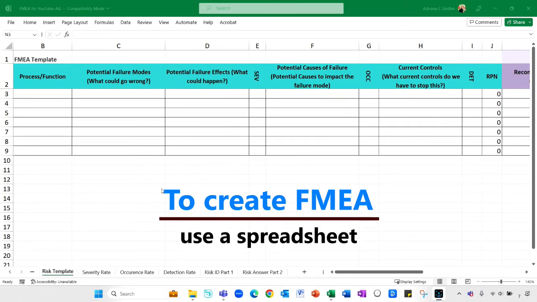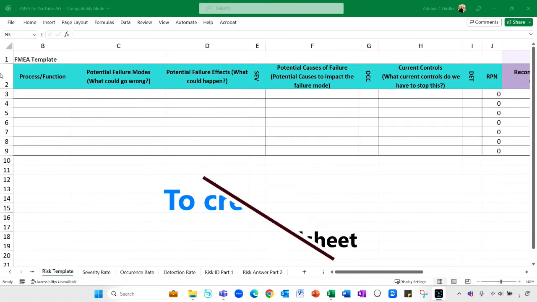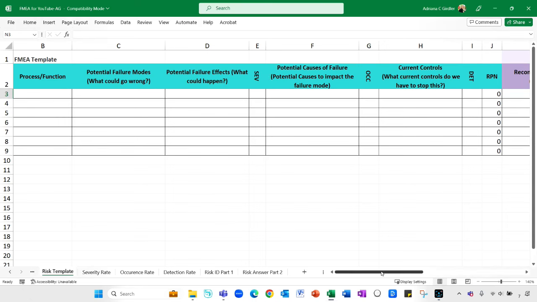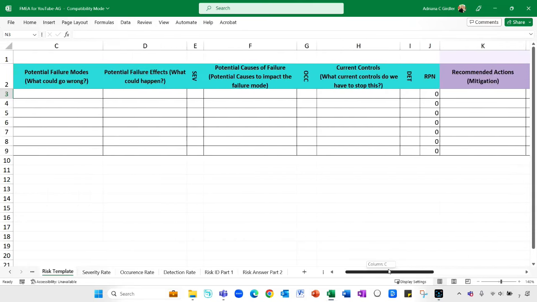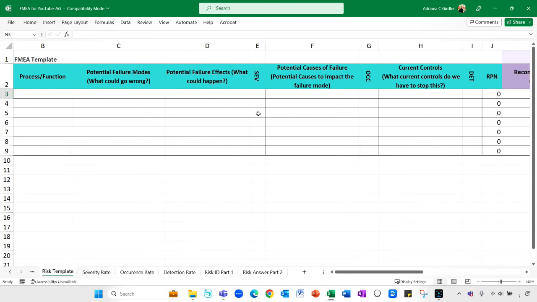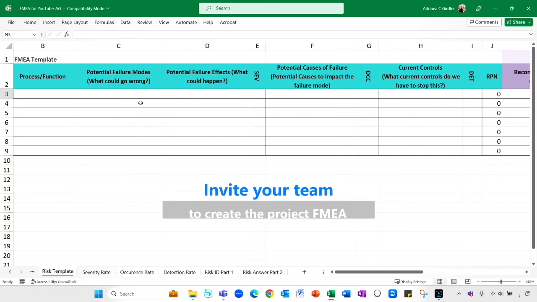FMEA templates are done in a spreadsheet. Why? Because there's a lot of information that you're trying to collect. You can see as we look at my header row, which is in row 2 here, we have quite a bit. We have a lot of information we want to look at, and we also have some corrective actions. So what I want to do now is show you an example and just give you a little bit of insight of how you would go about creating one of these.